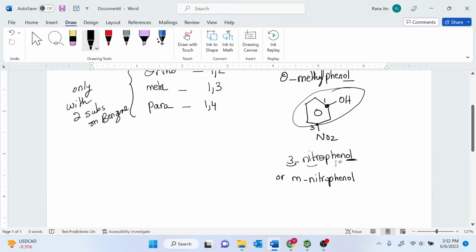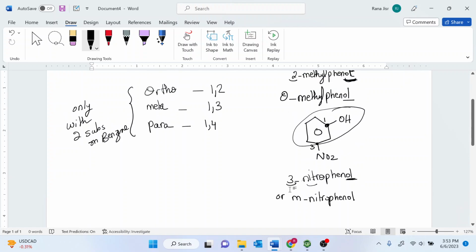3-nitrophenol is an old way of naming. We don't use numbers whenever we have two substituents on the benzene. It's better to use the ortho, the meta, and the para.